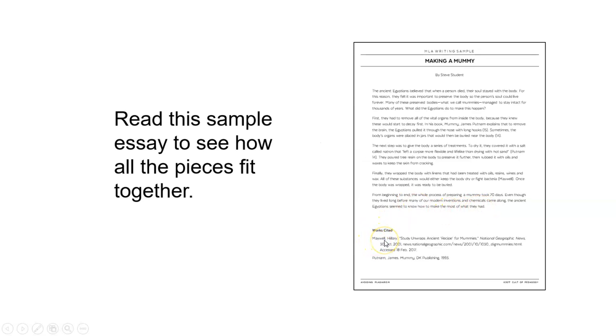Okay, so I've got my works cited at the end in alphabetical order. I have a hanging indent. And if I were reading along and wanted to know where this information came from, I could simply look down at the works cited and realize that this comes from a book on mummies when I see James Putnam's name, or I could look at this Maywell, and this connects to the first part of the citation here, which tells me this came from a National Geographic.